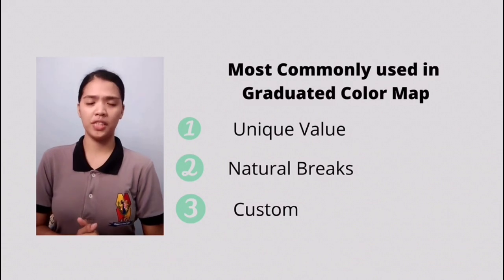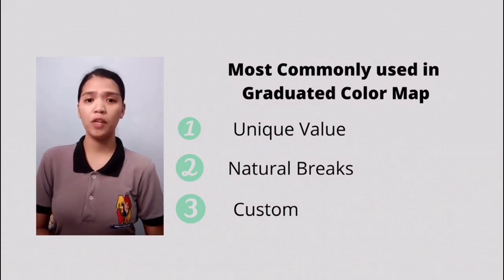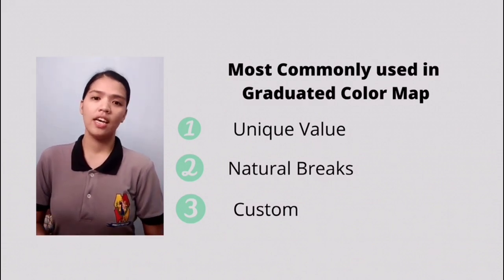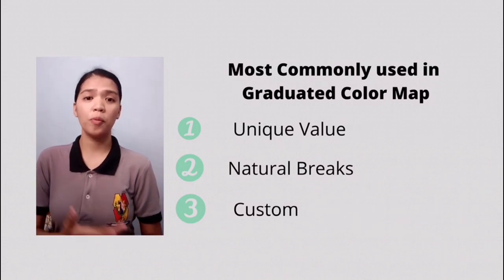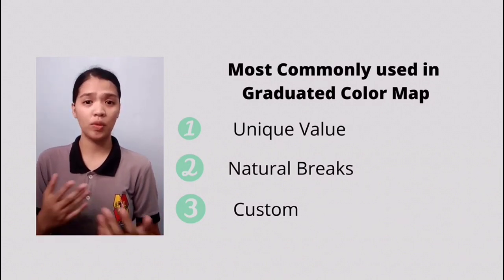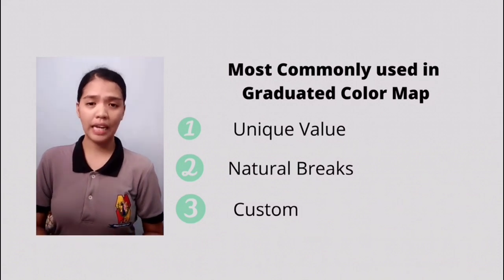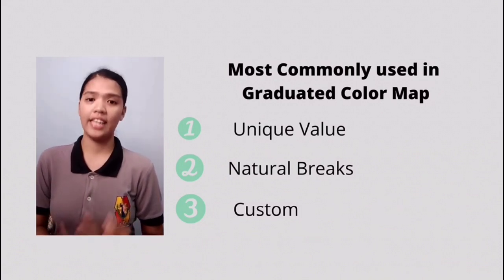There are several approaches in classifying or grouping information when creating a graduated color map. And these are the most commonly used: the unique value, the natural break, and custom.